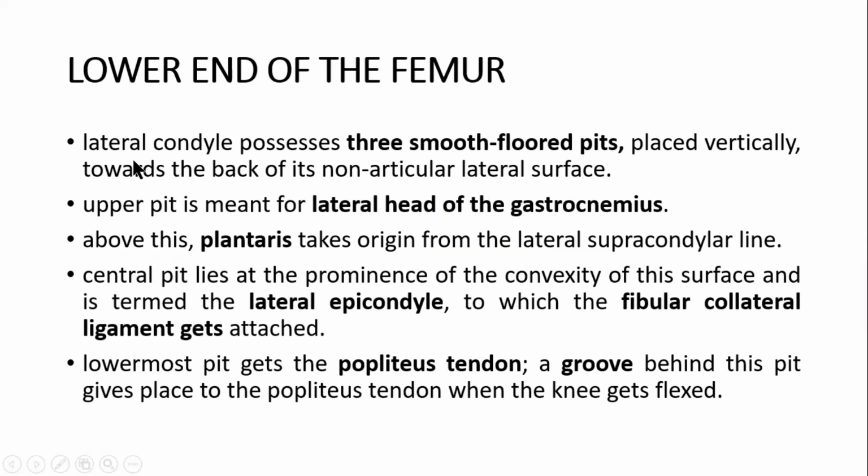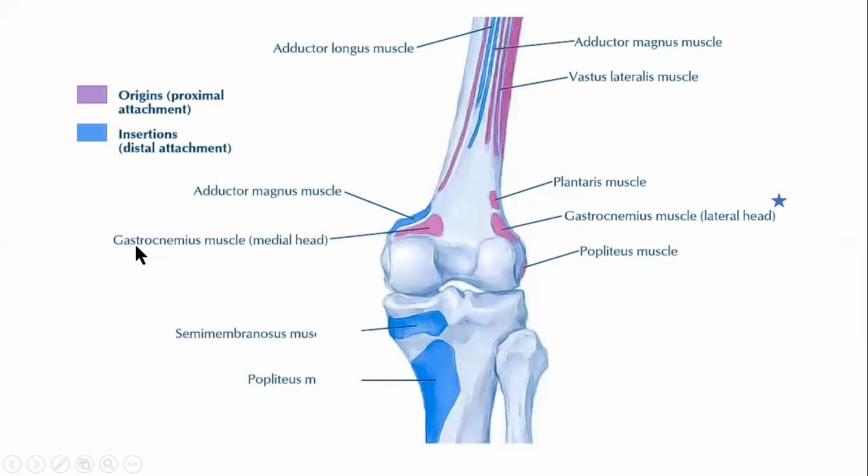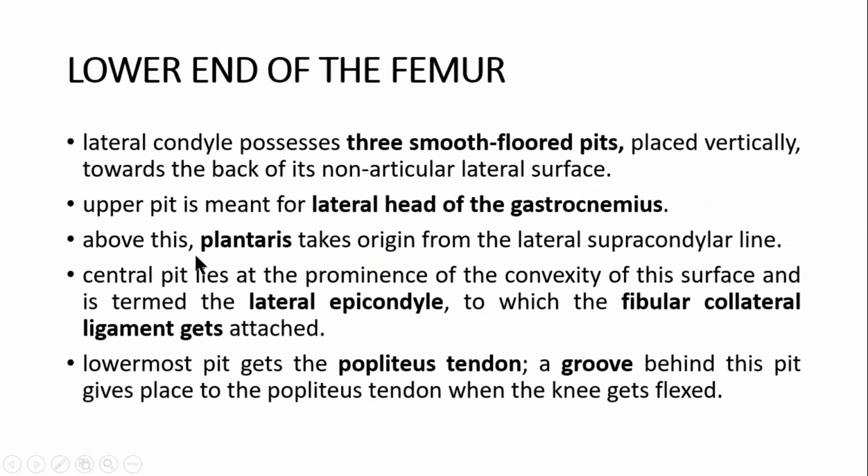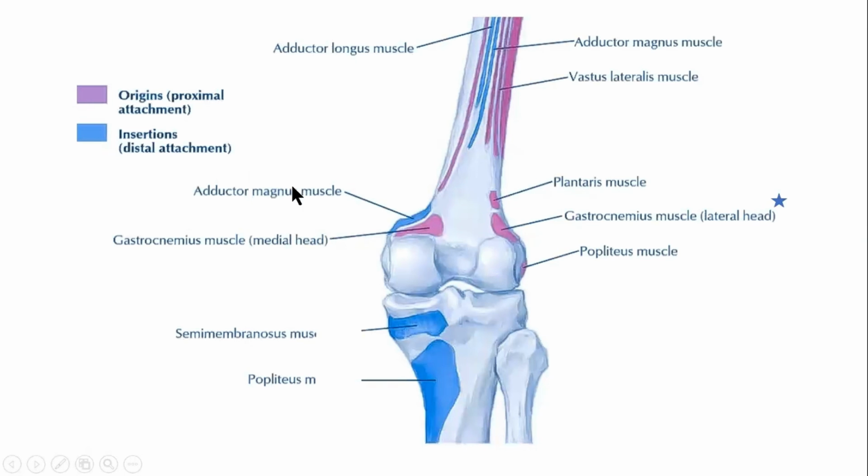Lower end of the femur continues. Lateral condyle possesses three smooth floored pits placed vertically towards the back of its non-articular lateral surface. Upper pit is meant for the lateral head of the gastrocnemius. Above this, plantaris takes origin from the lateral supracondylar line. Right? This is the lateral head of the gastrocnemius. This is the lower end of the femur. This is the plantaris as well, above that.